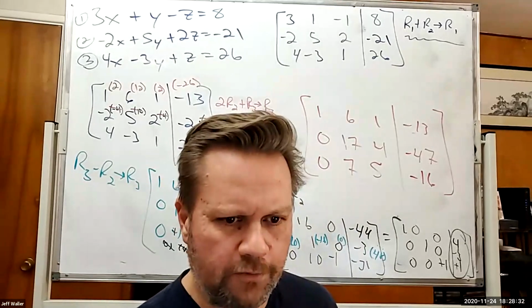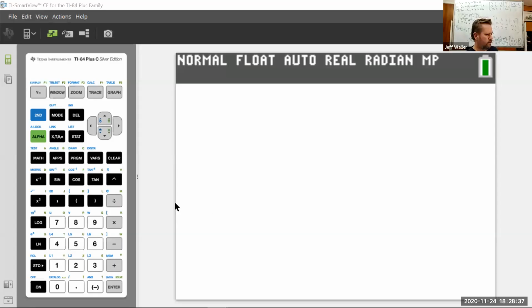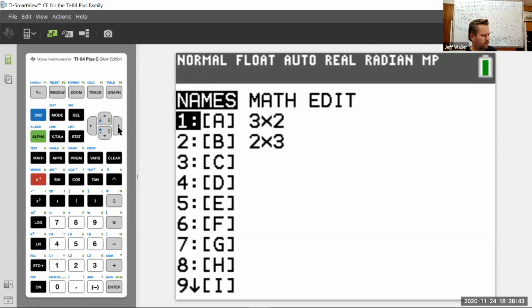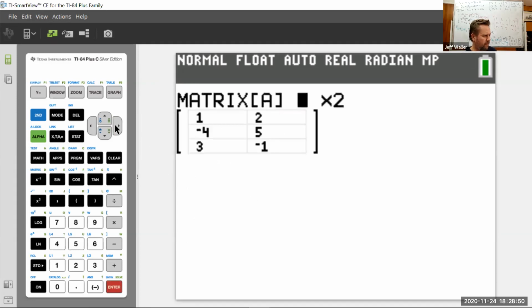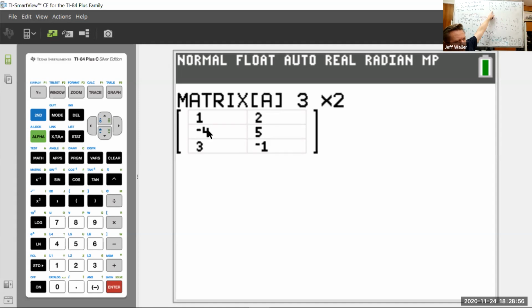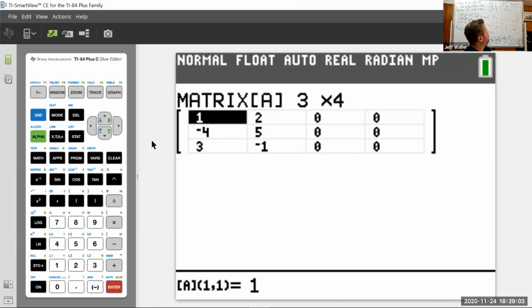Let me show you in case you forgot or you weren't here. If you go to second, this button right here, that's matrix. I've got a couple matrices in here already, but let me edit this one. I need to make it, how big is this matrix? What's the dimensions of that matrix? 3 by 4. 3 by 4, I love it. 3 by 4. Bam. And then I can just put this in here.